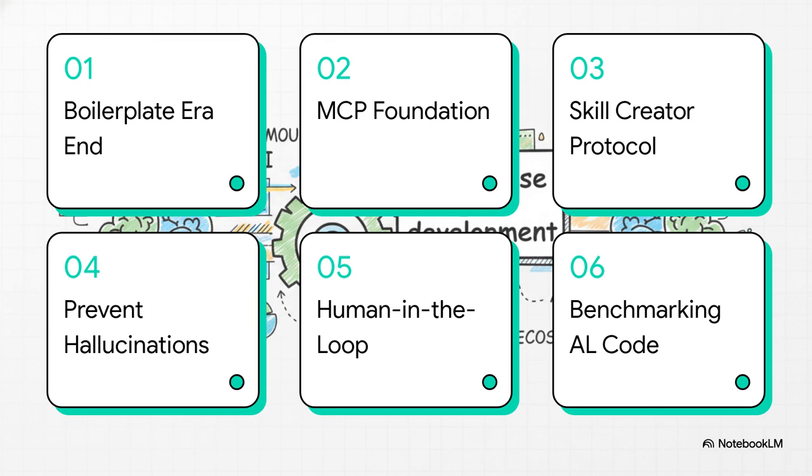Here's our playbook for today. 1. End of the boilerplate era. 2. Configuring your MCP foundation. 3. The skill creator protocol. 4. Preventing schema hallucinations. 5. Human-in-the-loop checkpoints. And finally, 6. Benchmarking AL code quality. Let's kick off step 1.